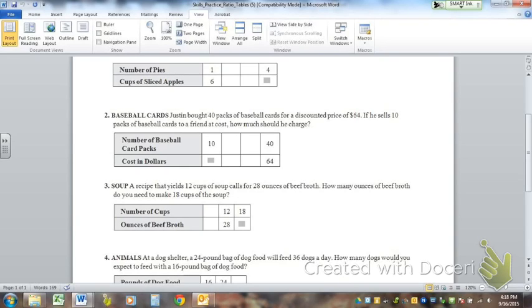So first we want to fill in those boxes at the top. So we have 10, 20, and 30. So 10 packs, 20 packs, 30 packs, and 40 packs. Now I look at the 40 and I say, how do I change my 40 to a 10? And of course you're going to divide by 4. So when I divide 64 by 4, I'm going to get $16.